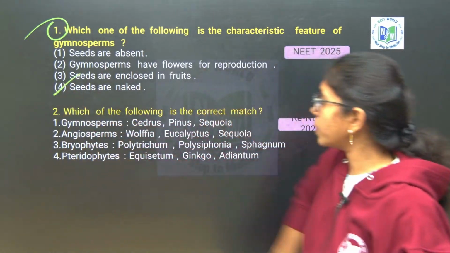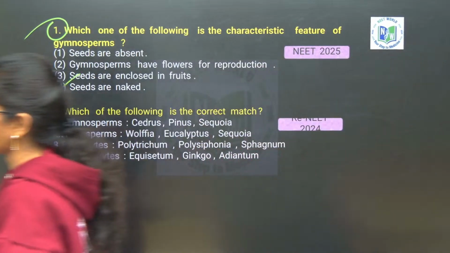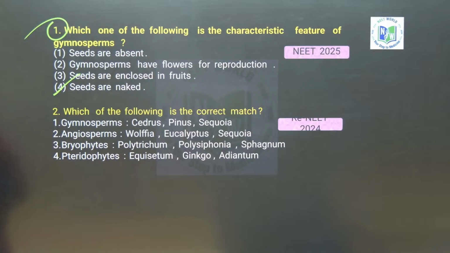Primitive seed formation, that is seeds are naked. Good. Second question. Third option. Carefully see and answer, that is on the examples. Someone says Sequoia comes under Angiosperm. What is the tallest gymnosperm, Raghav? First option.